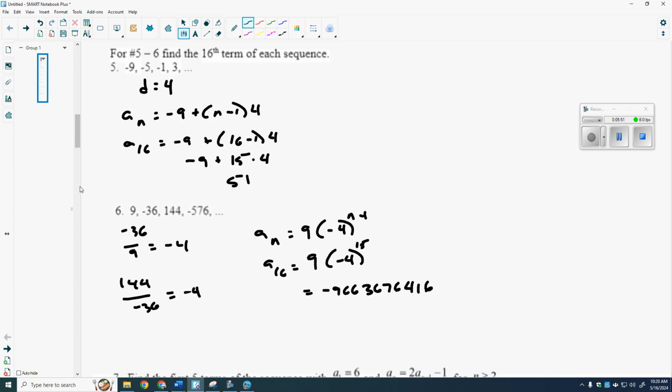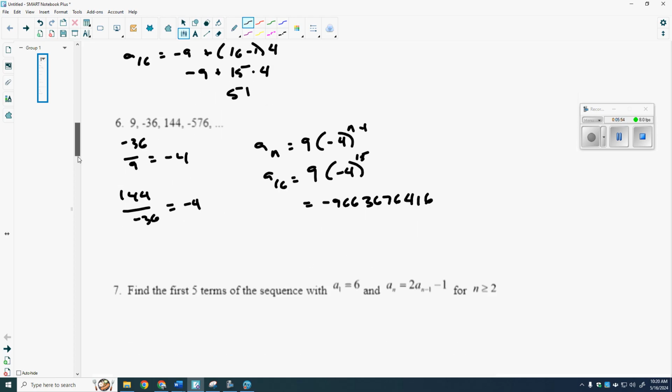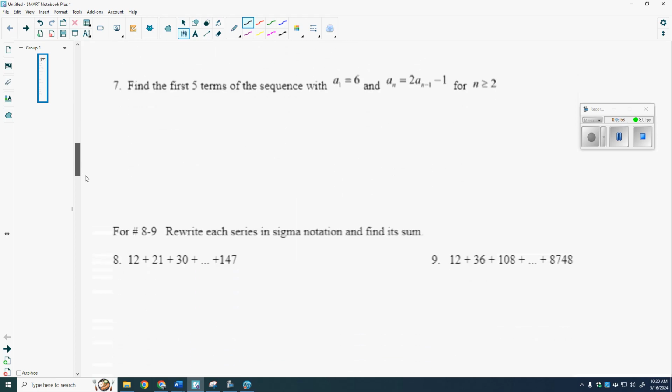There's times when I'll type stuff in, like some of the sum stuff, but for, I think 6 is fine. I think you can type it in.